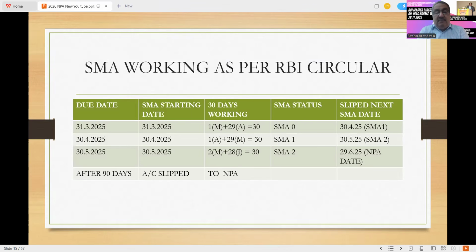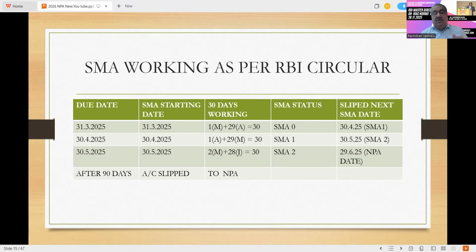The same concept applies for SMA 1, that is it starts from 30/4/25 to 29th May, and 30th May to 28th June is the SMA 2 period. And if the loan has not been paid on or before 28th June of 2025, then that account will slip into NPA on 29/6/25. This is a very, very important Excel working.